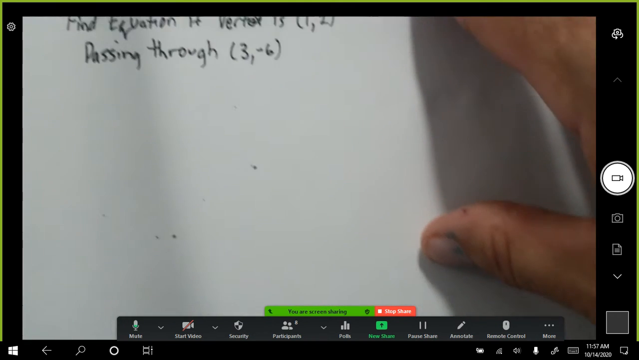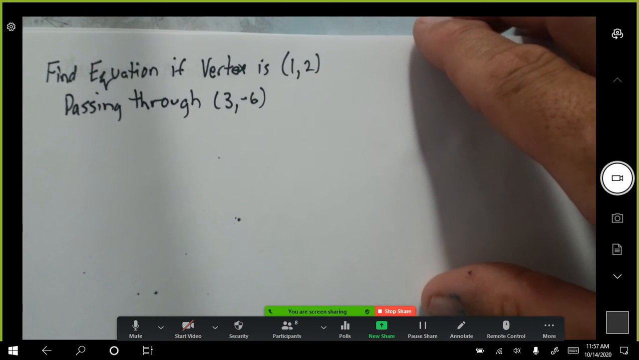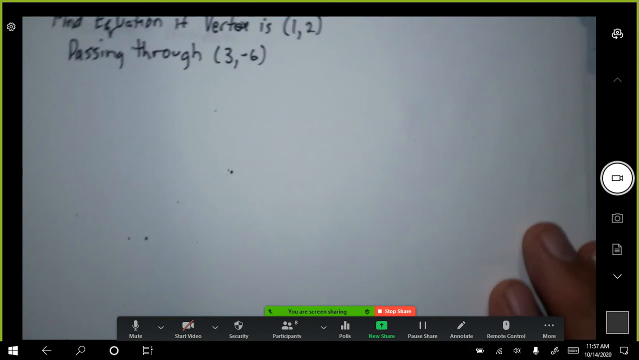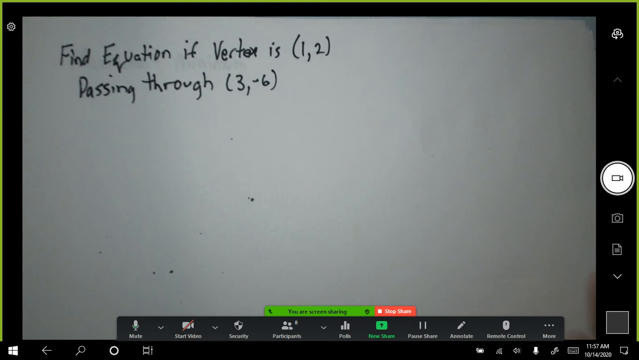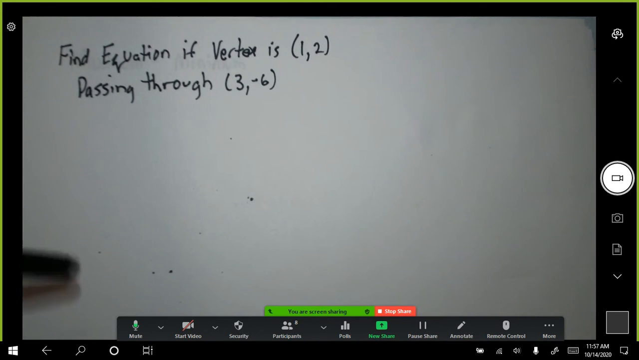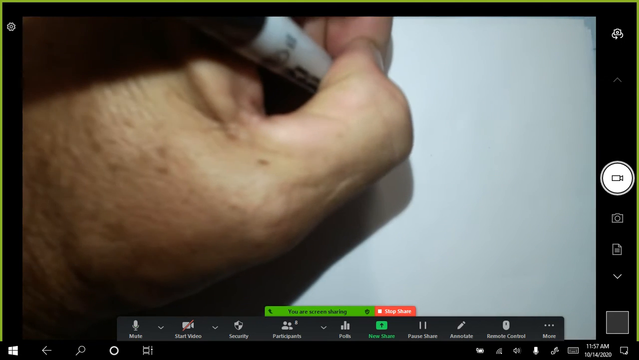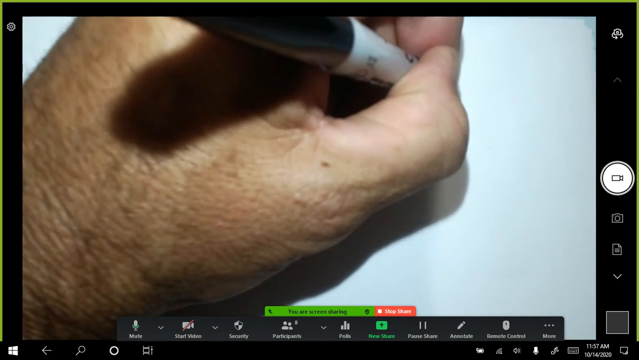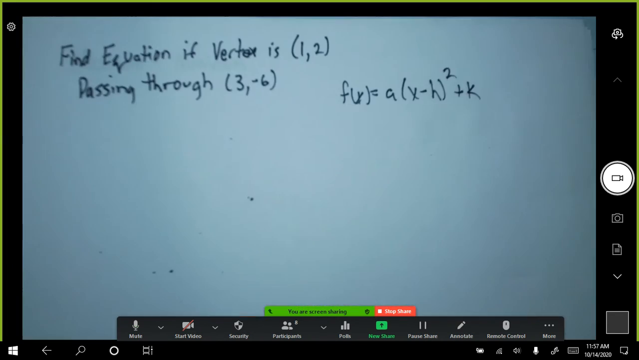All right, another thing they're going to ask you to do is this right here. They're going to ask you to write an equation. This is straight from a couple problems on your assignment. They're going to ask you to write an equation in this form, our vertex form, f of x equals a(x minus h) squared plus k. And they're going to give you the vertex, and they're going to tell you a point that it is passing through.